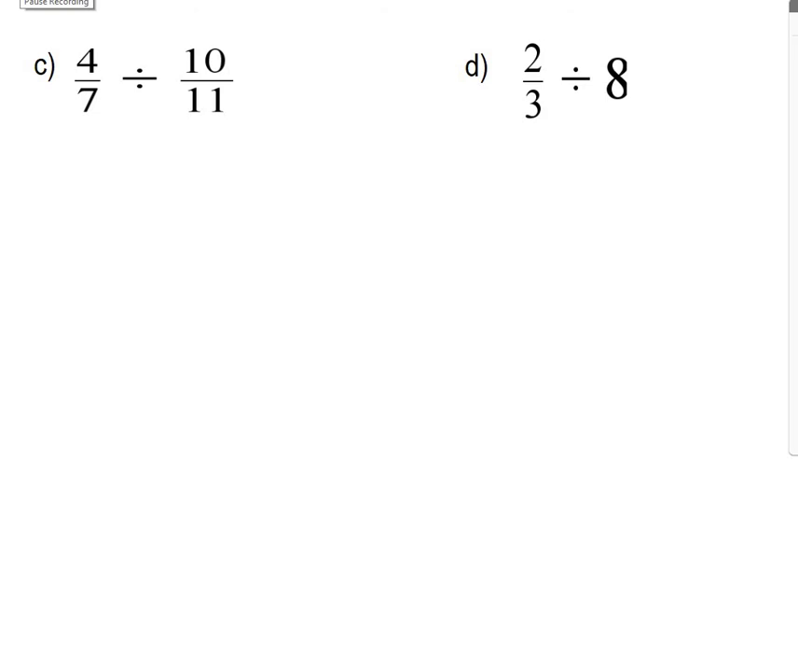Let's look at these two examples. So C, we have 4/7 divided by 10/11. So we're dividing fractions. Remember KFC to help you. K, keep that first fraction the same. F, flip the second fraction. C, change the divide sign to a multiply sign. Then we are multiplying two fractions together.